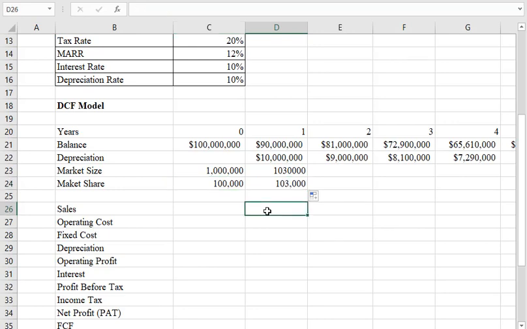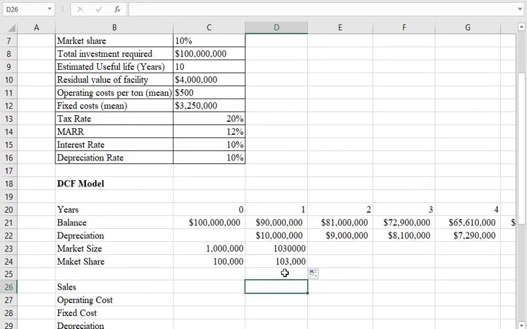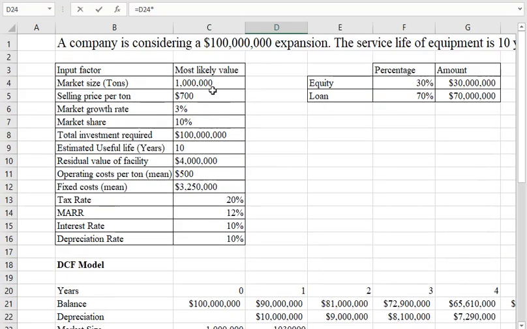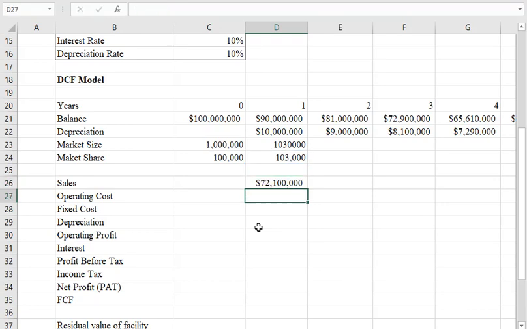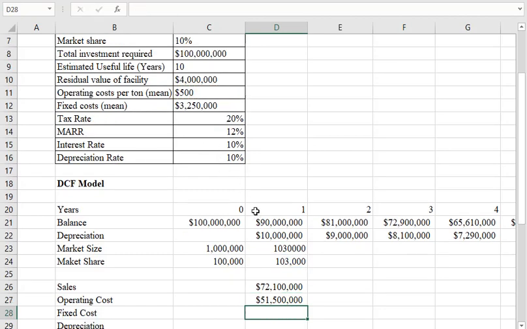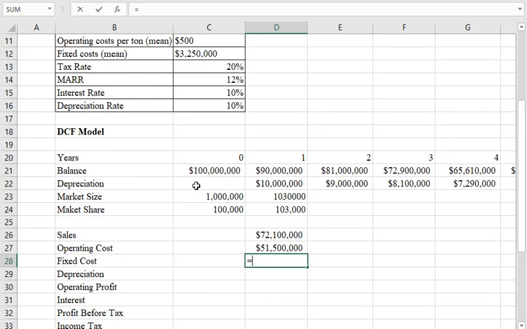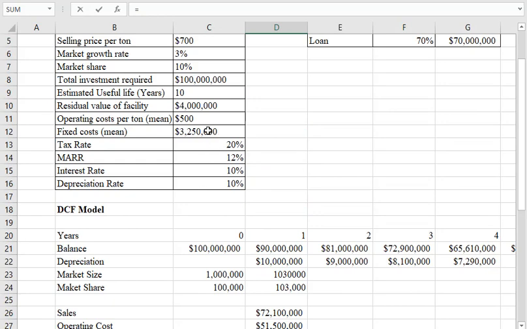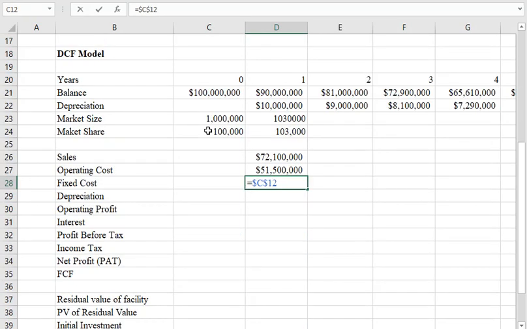Now the sales at the end of the first year is given by total market share, which is also the production of the company, times the selling price per ton. Let's fix this selling price. Now for the operating cost, the production, that is market share, is multiplied by the operating cost per ton. Let's fix this operating cost. The fixed cost is always fixed, so let's fix this cell.